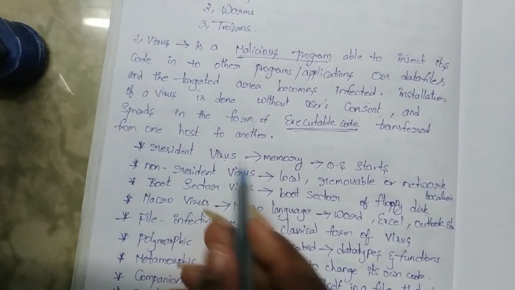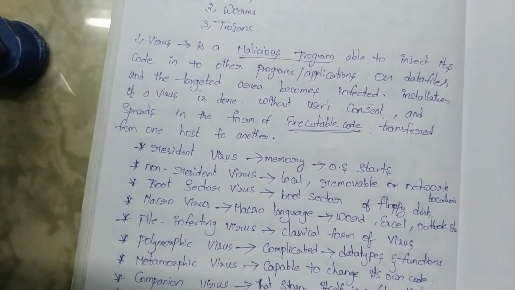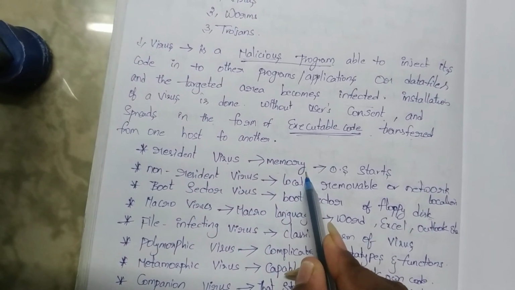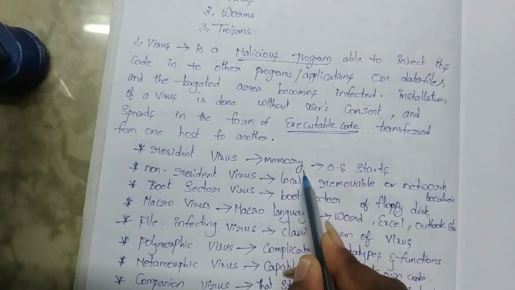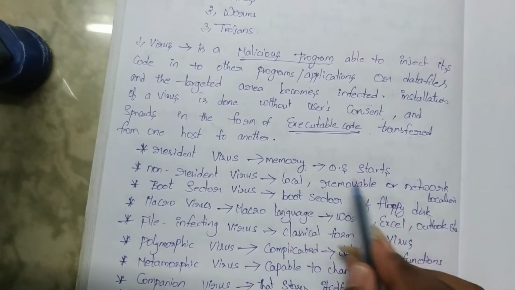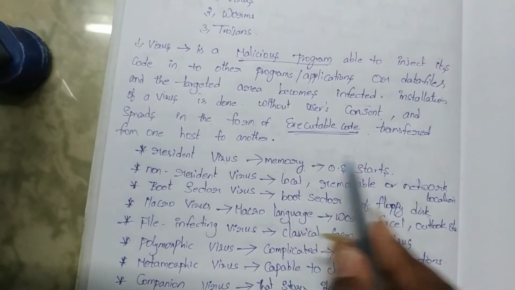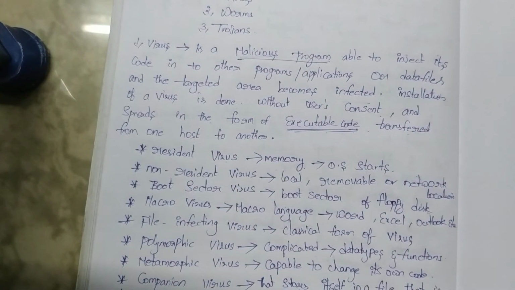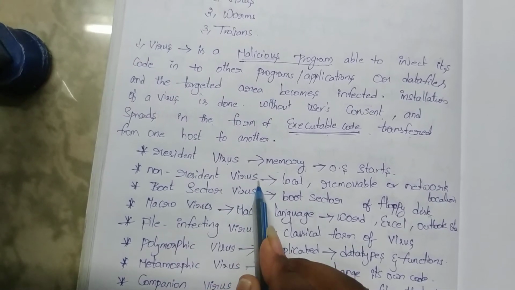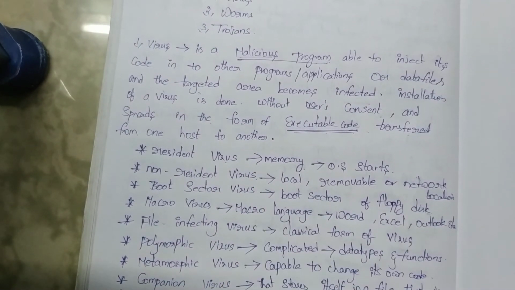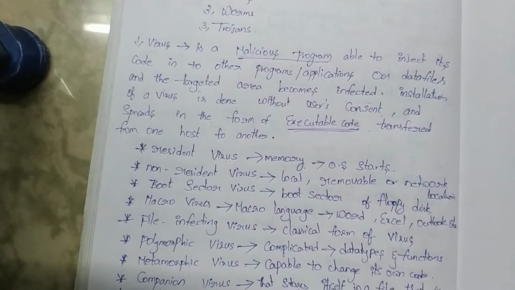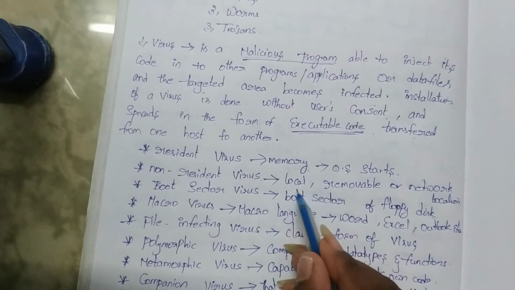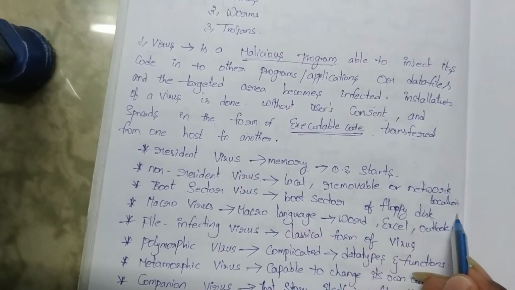A resident virus is a type of virus that embeds itself in the memory on a targeted host. Whenever the OS starts, the resident virus starts executing itself in the host computer. The second one is non-resident virus. It is a virus that doesn't reside inside the memory. Instead, it stays inside the local, removable or network locations.